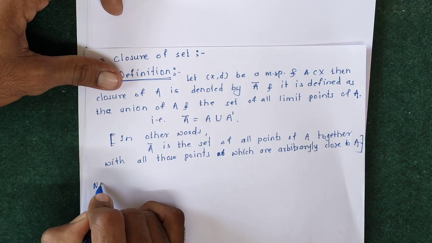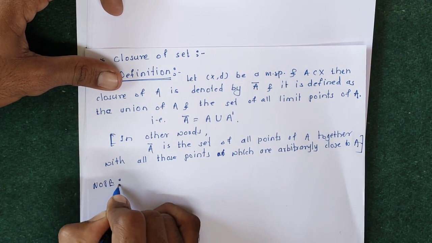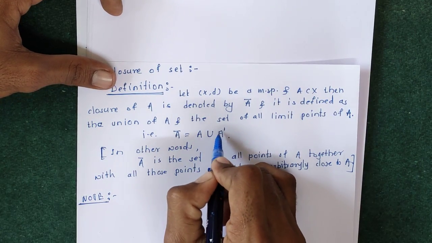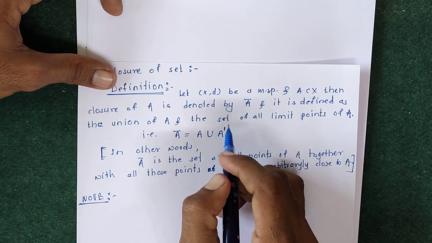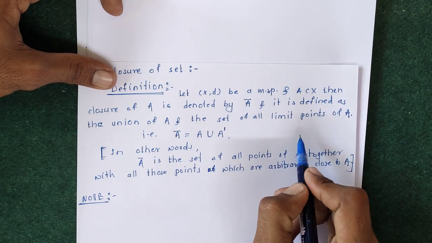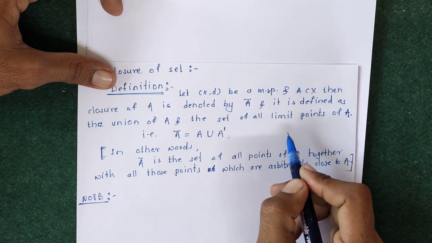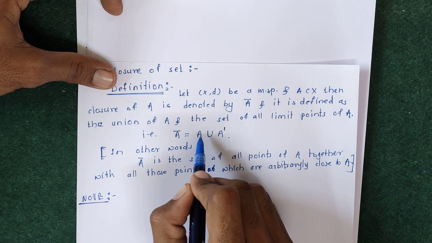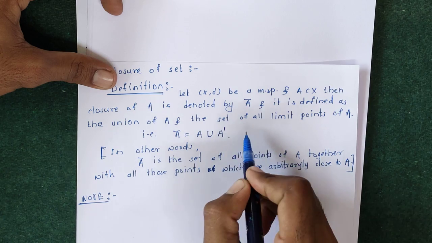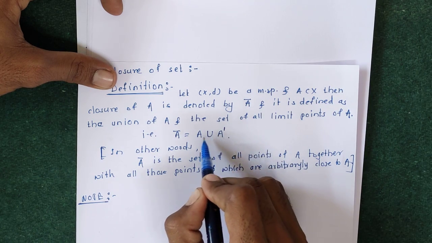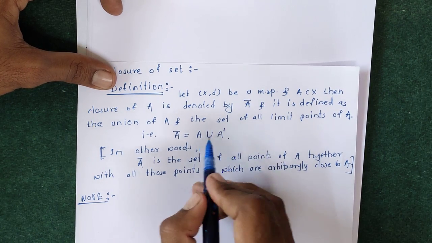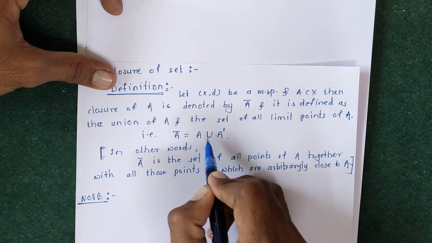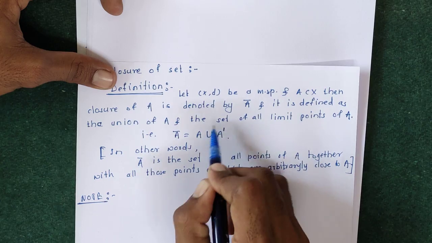Now we will take one note. In short, if we see the definition clearly, then A union limit points of A, and by definition of limit points we know that the interior point as well as boundary point is the set of limit points of set A, and in most of the cases the limit points of A contain all of the elements of A. So in most of the cases A closure is equal to the set of all limit points.